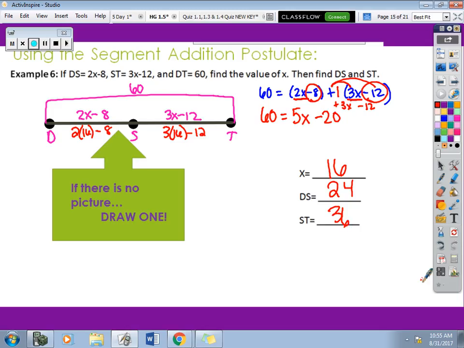Let's not all jump the gun here. And always double check, 24 plus 36, does it equal 60? Yes, so you know you got it right.